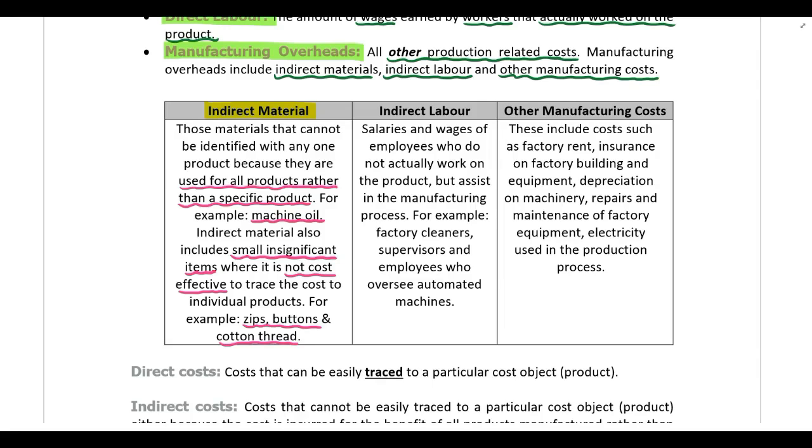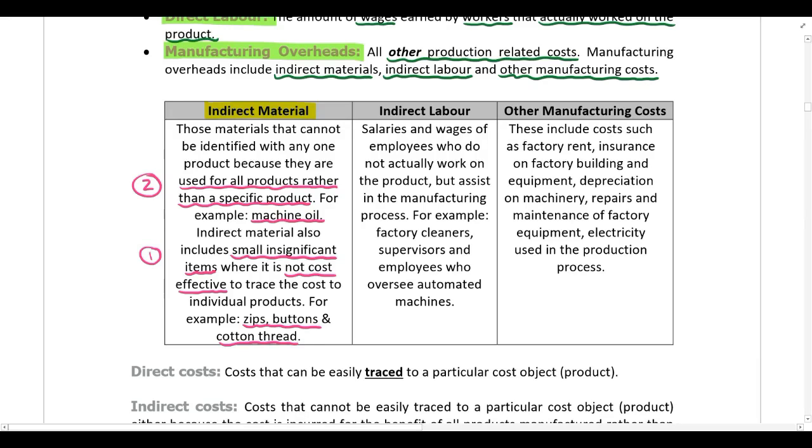So indirect material is one of 2 things. Either it's small, insignificant items where it's not worth costing those individually, or it is material that is used for the benefit of all products rather than one specific product.